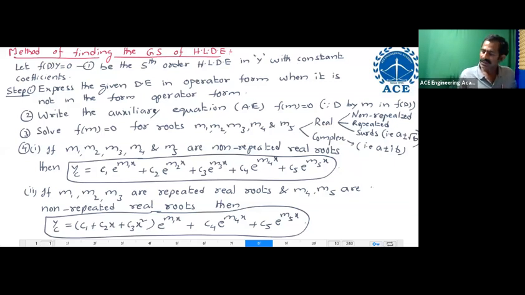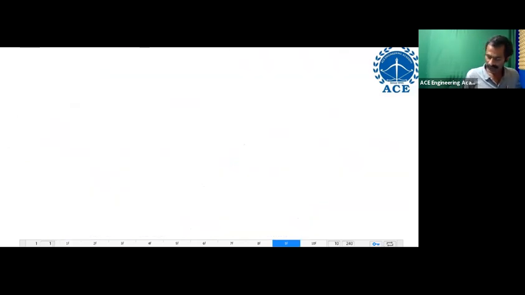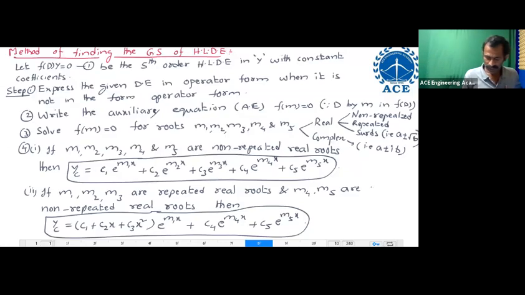Next will be the third bit. In the same fourth step, we read the third bit. Corresponding to non-repeated roots, we have written the linear combination. Corresponding to repeated roots, we have written the linear combination. Now we read the case corresponding to surds, a pair of conjugate surds. After that, we read the complex roots. Third bit.